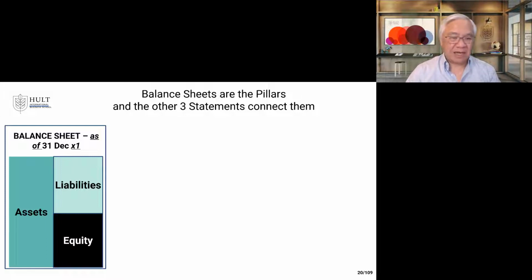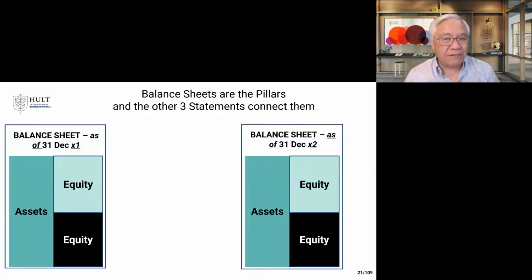Okay, there's a lot of room in this slide. So what's missing? What's missing is a year from now, you have another one of these, another balance sheet. So now you have another snapshot on one day at the end of last year, which is essentially the beginning of this year, and another snapshot, boom, at the end of this year. So now we have, in a way, like pillars, right? So we have 2 points in time. Well, the other 3 statements help connect them.